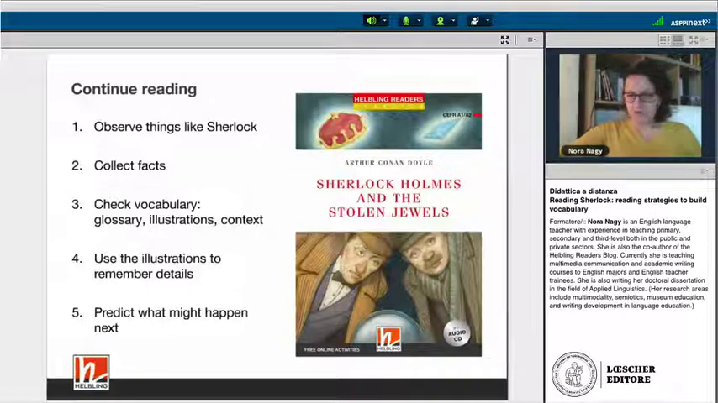Use the illustrations to remember details. There's quite a lot going on, as we have said before. So the illustrations might help you remember the details, and always try to predict what might happen next. So you can always check what you imagine against what really happened, if they are true.